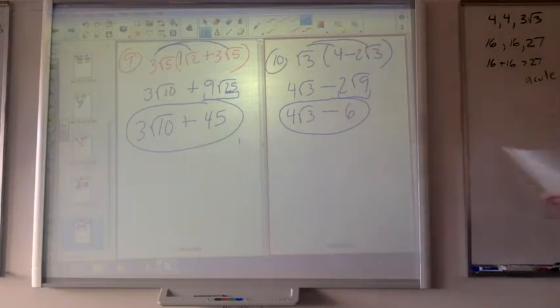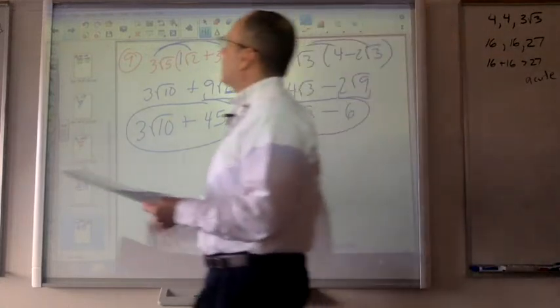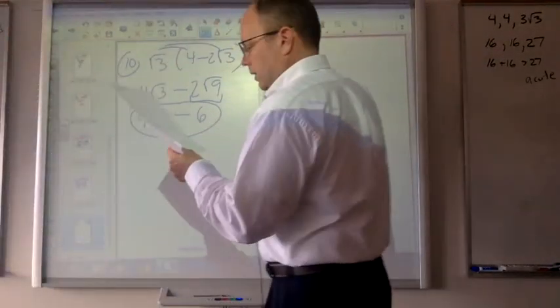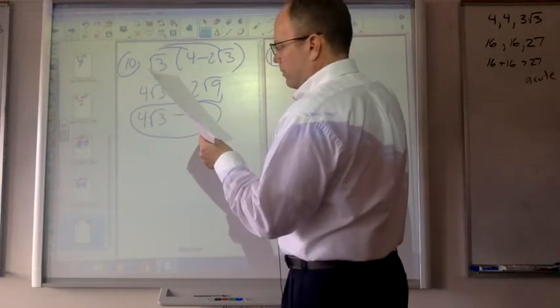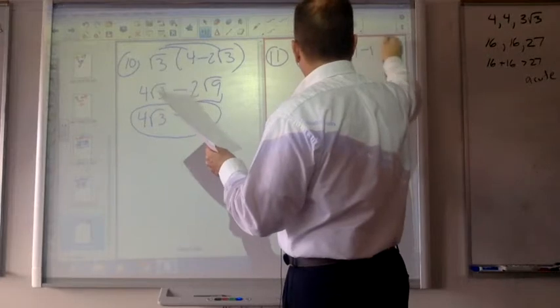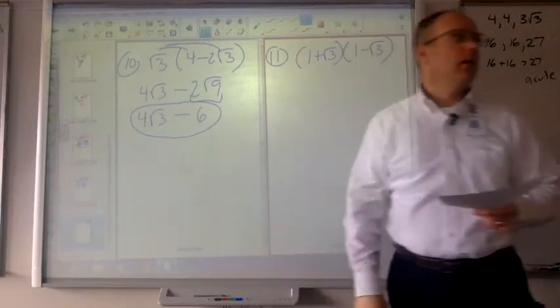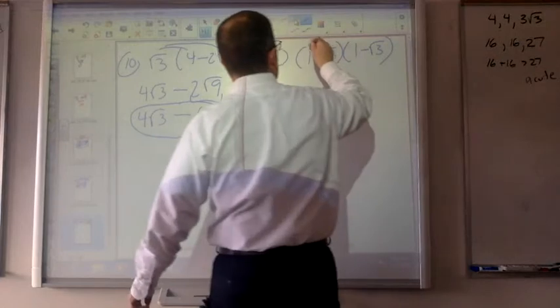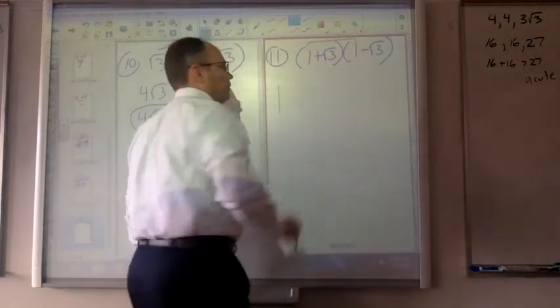Number 11. You know what number 11 is? 4-letter F word. You guys know the 4-letter F word? Foil, right? Like, dude, we almost said it this time. Foil. All right, so by foil, I'm going to go 1 times 1 to get 1. Agree?